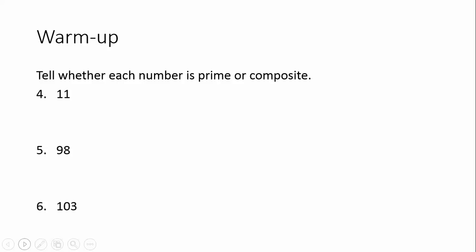Now let's review prime and composite. Remember, prime means it's only divisible by 1 and itself. Composite means it has other factors. So 11, hopefully you're saying, is prime. The only two numbers that multiply together to get 11 are 1 and 11. 98 we know is composite. It is even, so it's divisible by 2. That automatically gives us its second factors.